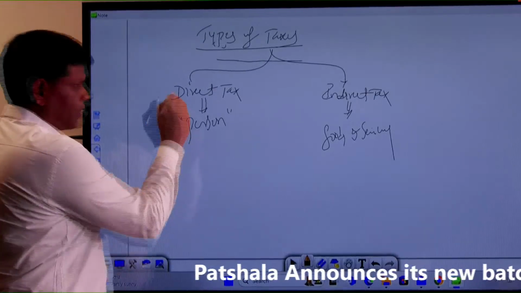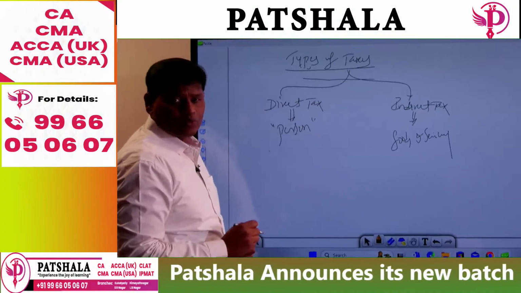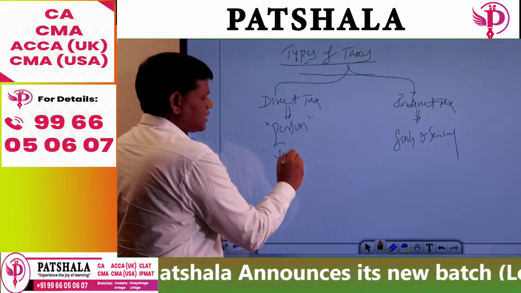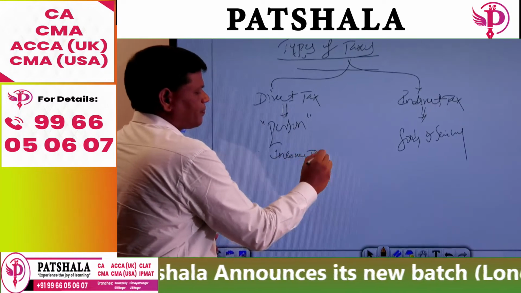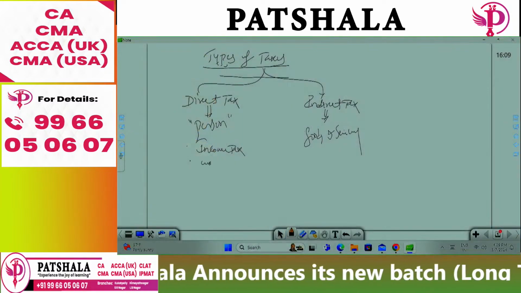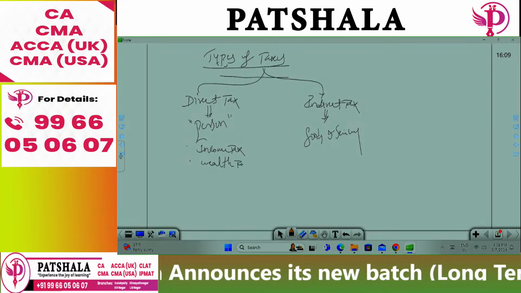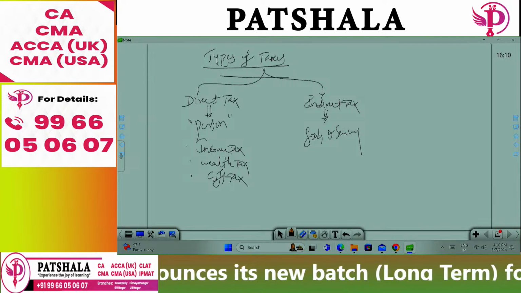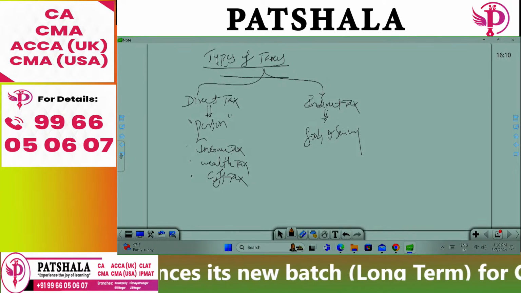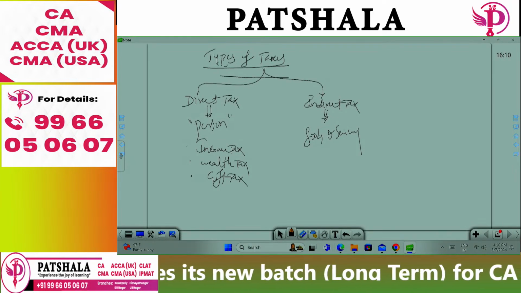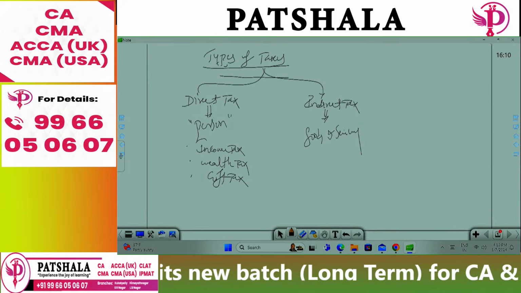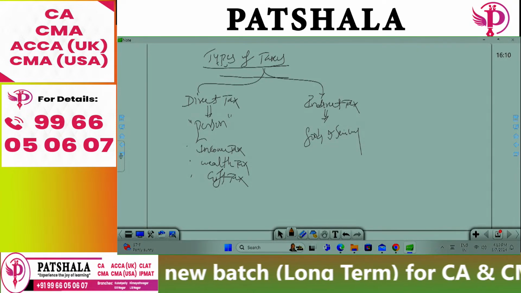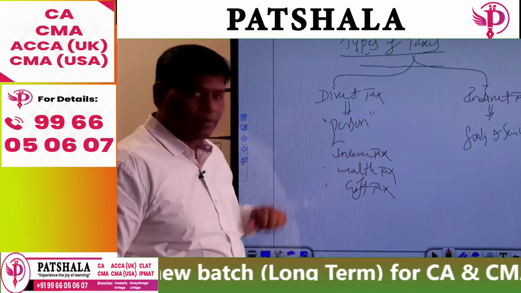Once upon a time, in direct taxes, we used to have three types of taxes. First one was income tax, second one was wealth tax, third one was gift tax. When it comes to the first one, income tax, it is a tax on income. Whatever money a person earns, he has to pay some part of it to the government, that is called income tax.